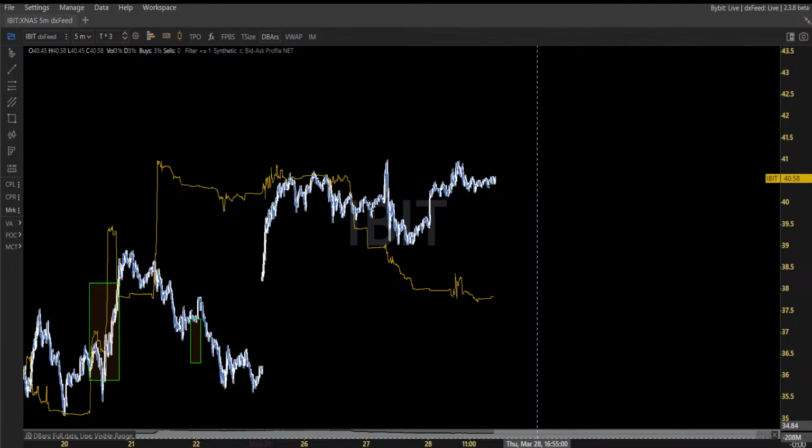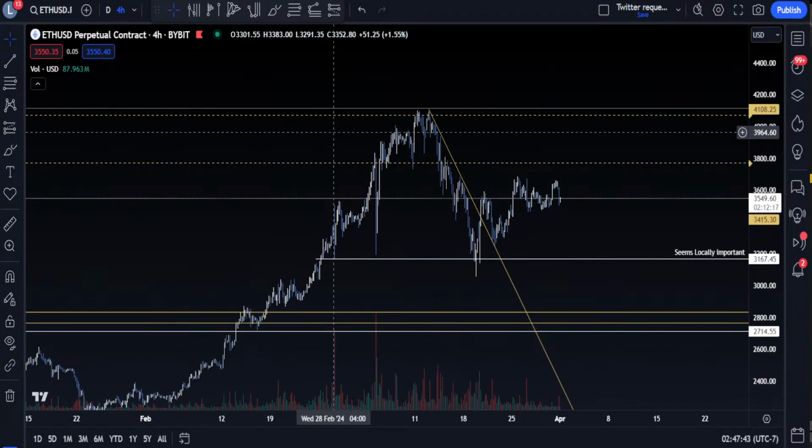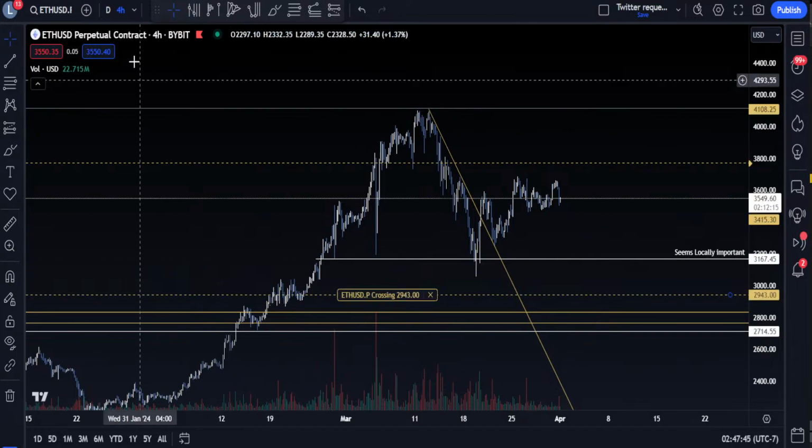But we're gonna look at a few other things as well here. We're gonna actually look at some altcoins that I think are interesting, and got a request to look at ETH as well. So we'll do that. And we're gonna look at AVAX and a couple other things. Let me go back to TradingView.